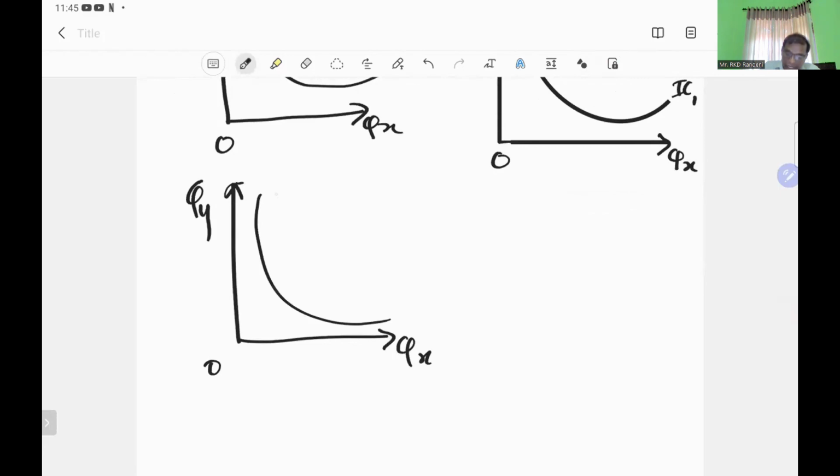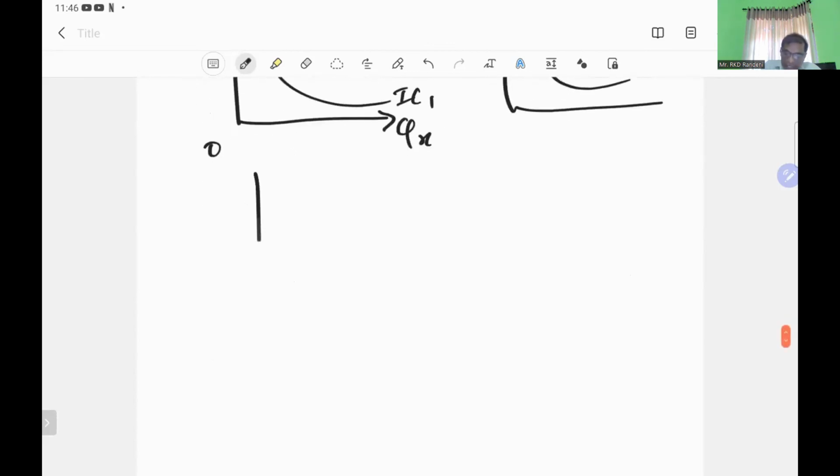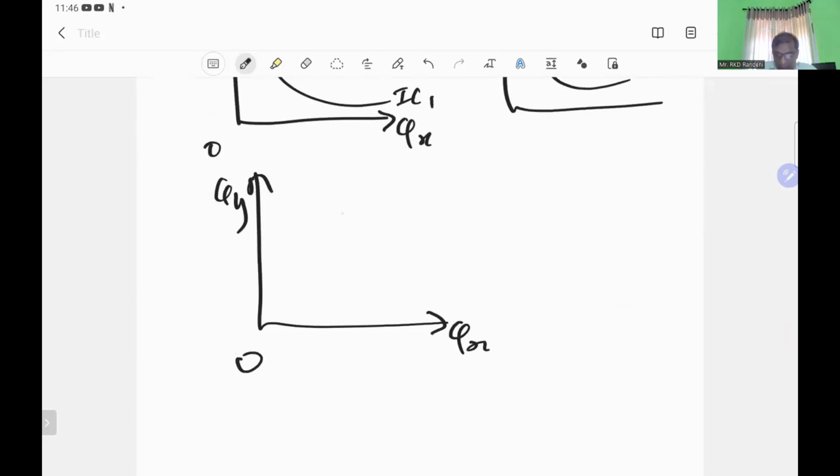A higher indifference curve gives a higher level of satisfaction. Or you can say it the other way around: a lower indifference curve gives a lower level of satisfaction. So there is more than one indifference curve, that is the indifference curve map. Indifference curves never touch each other or intersect each other.